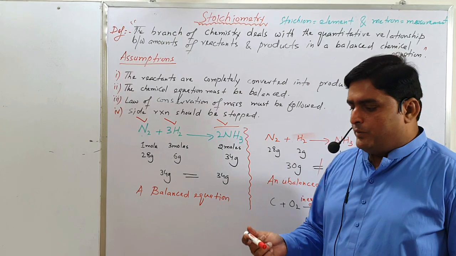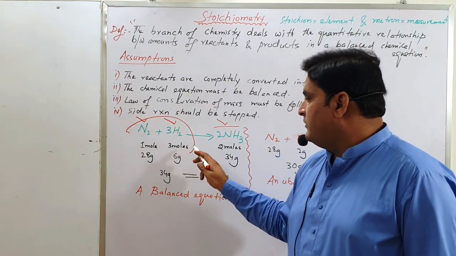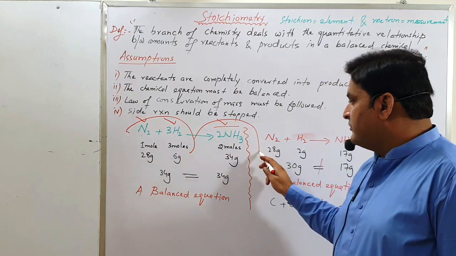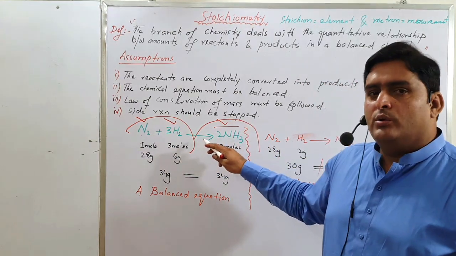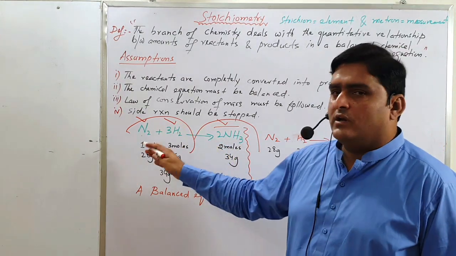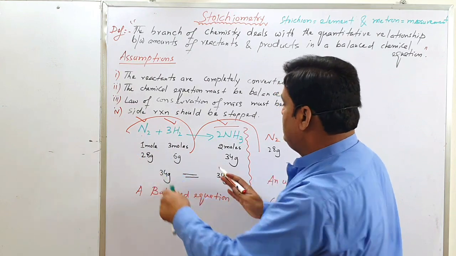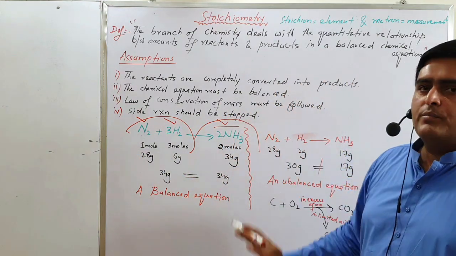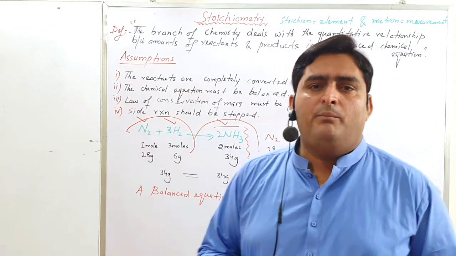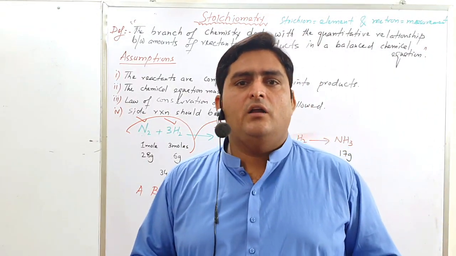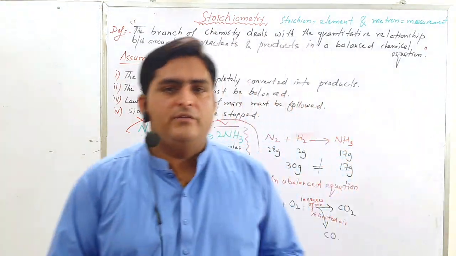A chemical equation has two parts. One is the reactants, and this part belongs to the products. The reactants and products are differentiated by an arrow. An arrow differentiates which one is a reactant and which one is a product. On the left side of the arrow are the reactants, and on the right side of the arrow are the products. Now, a chemical equation may be a balanced equation or an unbalanced equation. What is a balanced equation and what is an unbalanced equation?